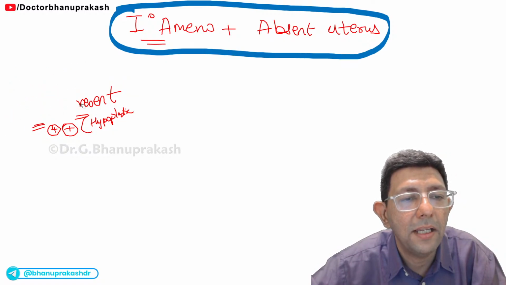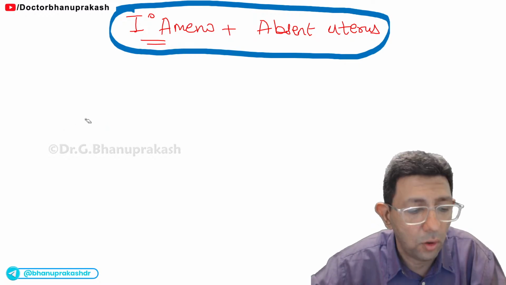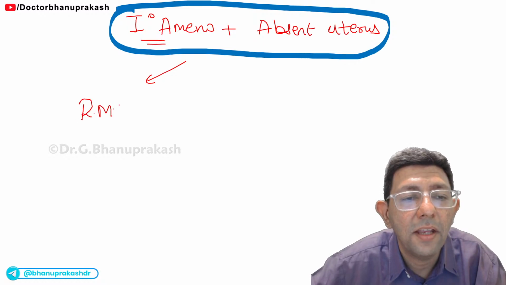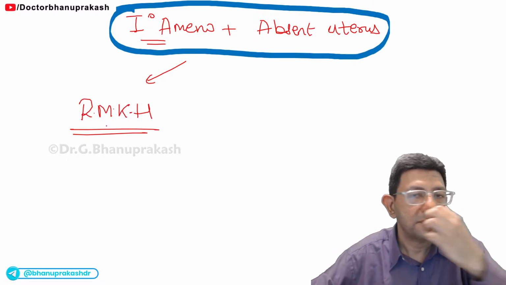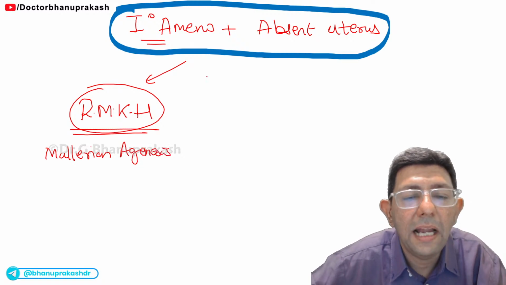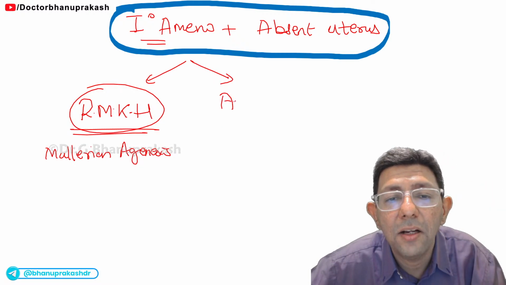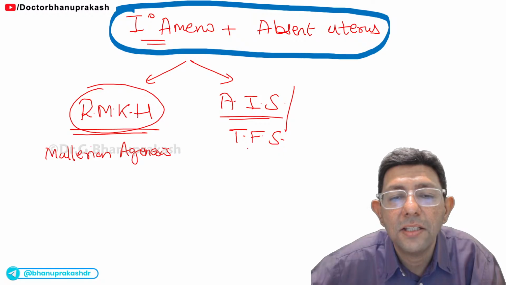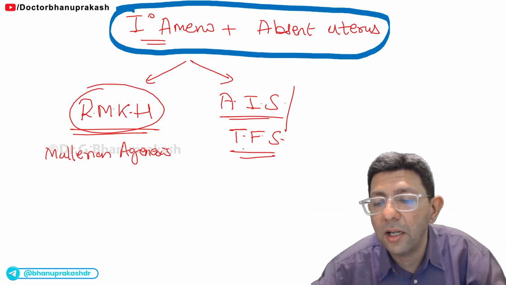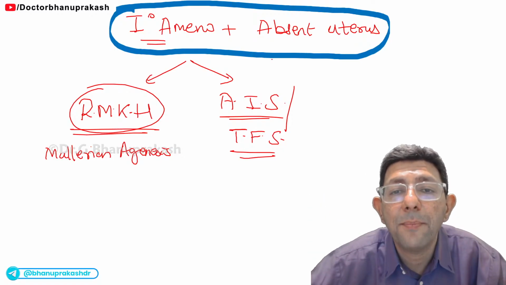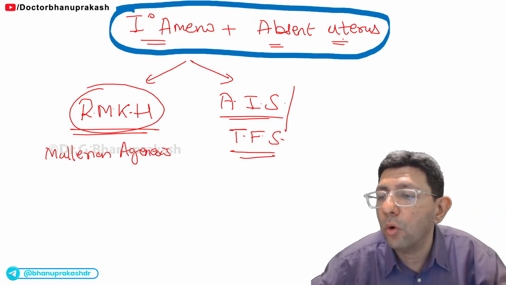So please keep in mind, my dear students, in your entire gynecology, when you get a question of primary amenorrhea with absent uterus, it is either Rokitansky-Mayer-Küster-Hauser syndrome, also called Mullerian agenesis, and the second important one is androgen insensitivity syndrome, also called testicular feminization syndrome. These are the only 2, not congenital adrenal hyperplasia, which will have ambiguous genitalia. Is this clear to all of you? So primary amenorrhea with absent uterus is only these 2. Clap if you learned something new.